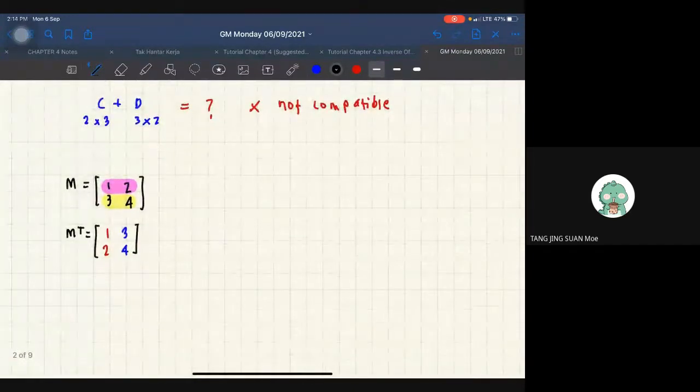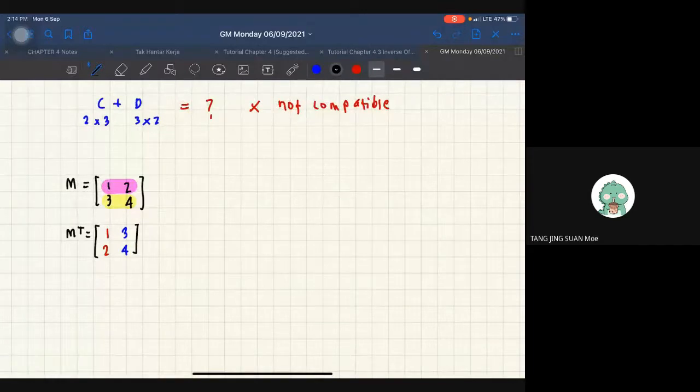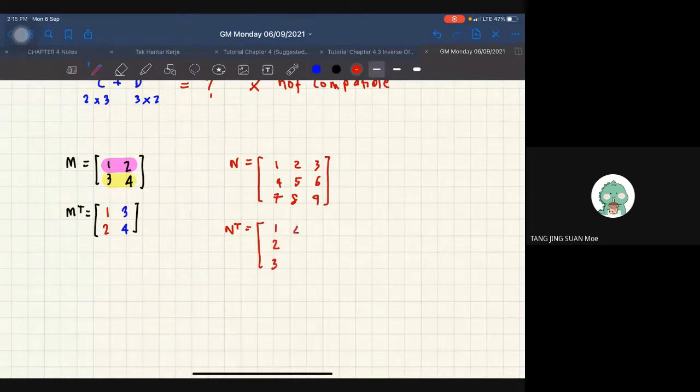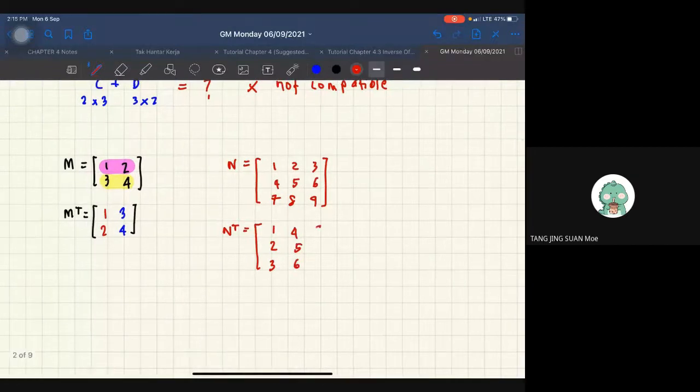Okay, so contohlah kalau kita ada 3 by 3 matrices. So let's say we have n equal to 1, 2, 3, 4, 5, 6, 7, 8, 9. This one. Okay, so dia punya transpose sama juga, awak tukarkan sahaja semua. So kita akan dapat, instead of ke kanan nombor tu, kita susun di ke bawah. So 1, 2, 3, 4, 5, 6, 7, 8, 9. Macam tu sahaja transpose.